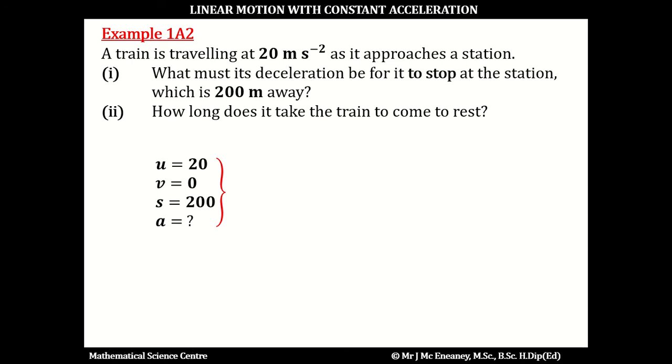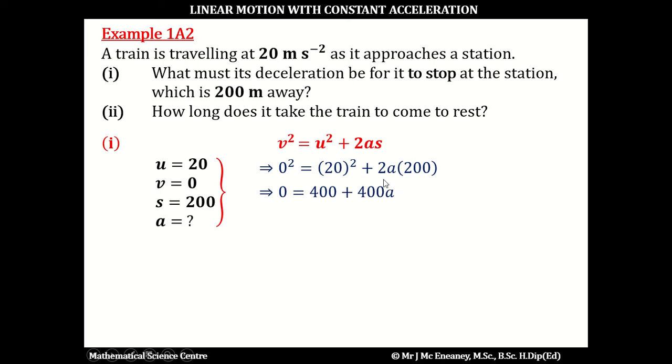If we use the equation v squared equals u squared plus 2as, v is 0, so 0 squared equals 20 squared plus 2 times a, the unknown, times s, which is 200. So this means 0 equals 400 plus 2 times a times 200, which is 400a. If you bring the 400a across and subtract, this means minus 400a equals 400. Then dividing 400 by minus 400, a equals minus 1 meters per second squared.